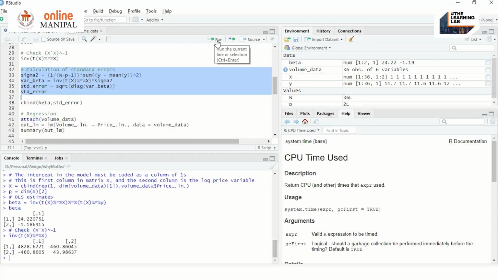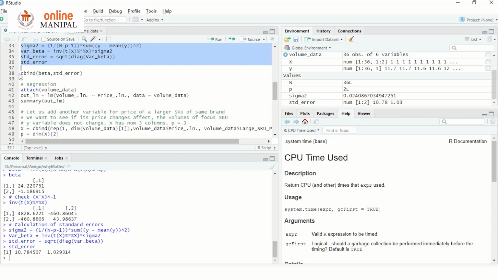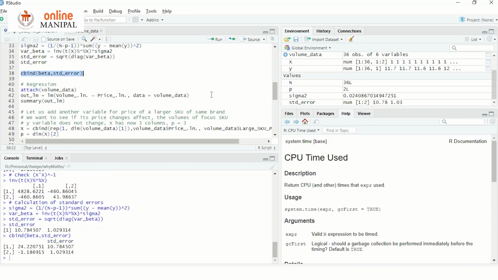So the calculation of standard errors is code from line number 32 to line number 36. And what I do see is the standard errors are available for the regression model that I have estimated. And let me run code on line number 38 as well.